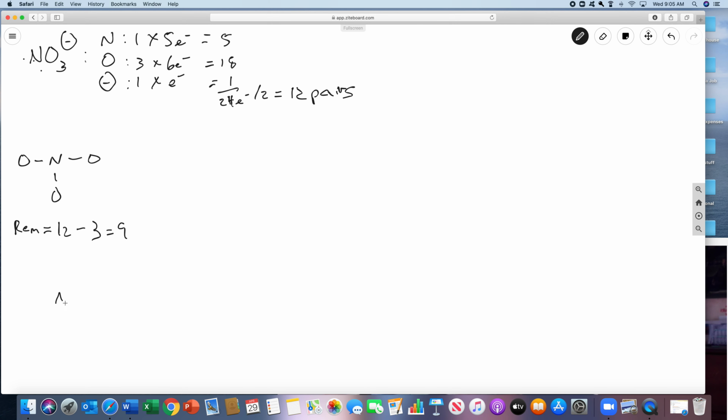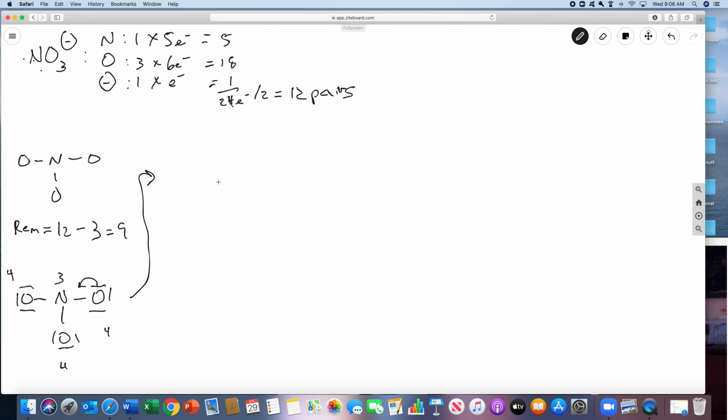Very similar to the carbonate. 1, 2, 3, 4, 5, 6, 7, 8, 9. All right. Now everything's in the structure. We have 12 pairs. 1, 2, 3, 4, 5, 6, 7, 8, 9, 10, 11, 12. We check the valences. This has 4. 1, 2, 3, 4. 1, 2, 3, 4. The nitrogen only has 3, so arbitrarily I'll use this one. Doesn't really matter.